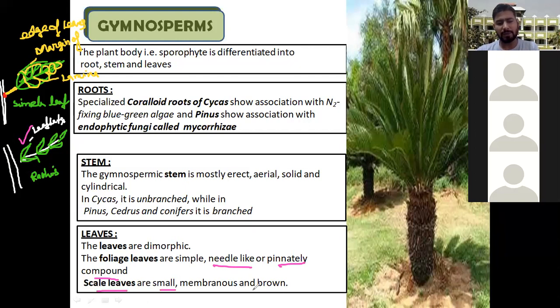Scaly leaves are small, membranous, and brown. They have the scaly leaves, and scaly leaves look like that. They will be small, membranous, and brown.